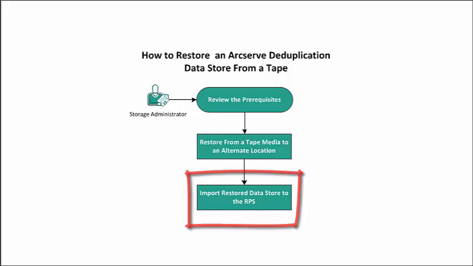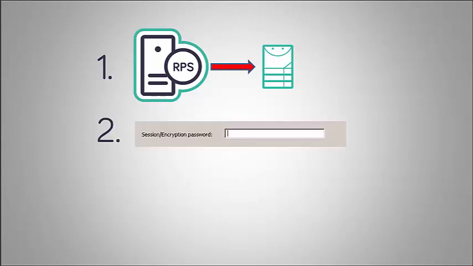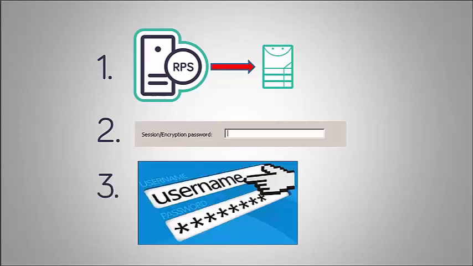I'll show you how to do this in this video, but first, there are a few prerequisites to verify before you begin the restore process. First, you must have backed up an RPS or recovery point server data store to tape, and then you'll need to provide the session password if necessary, and then you'll need to provide the username and password for the restore destination.